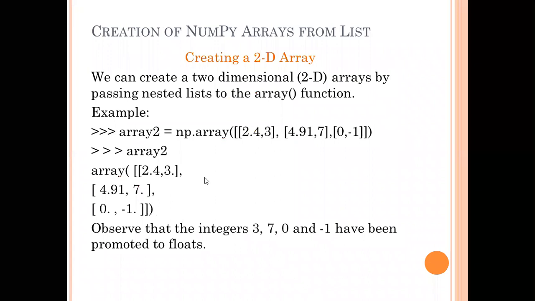Now next, how to create a 2D array. A 1D array means it is a vector. A 2D array means rows and columns. If you have 1D, it is called a vector. If you are 2D, two-dimensional, it means row and column. Now, same, we can create the 2D with the help of a list, but in this form, the list must be nested. It means a list within another list. Just check how to create.